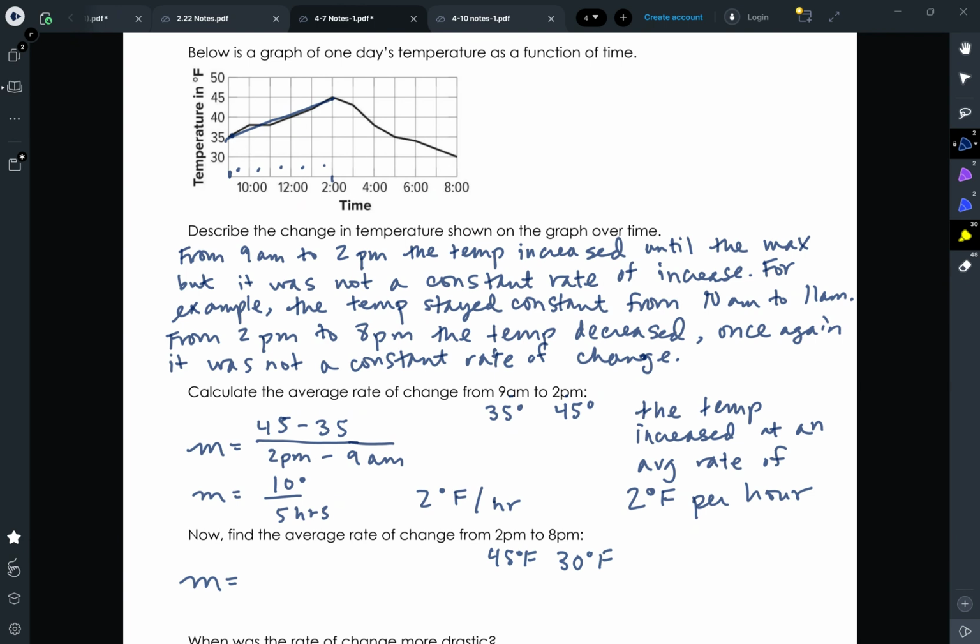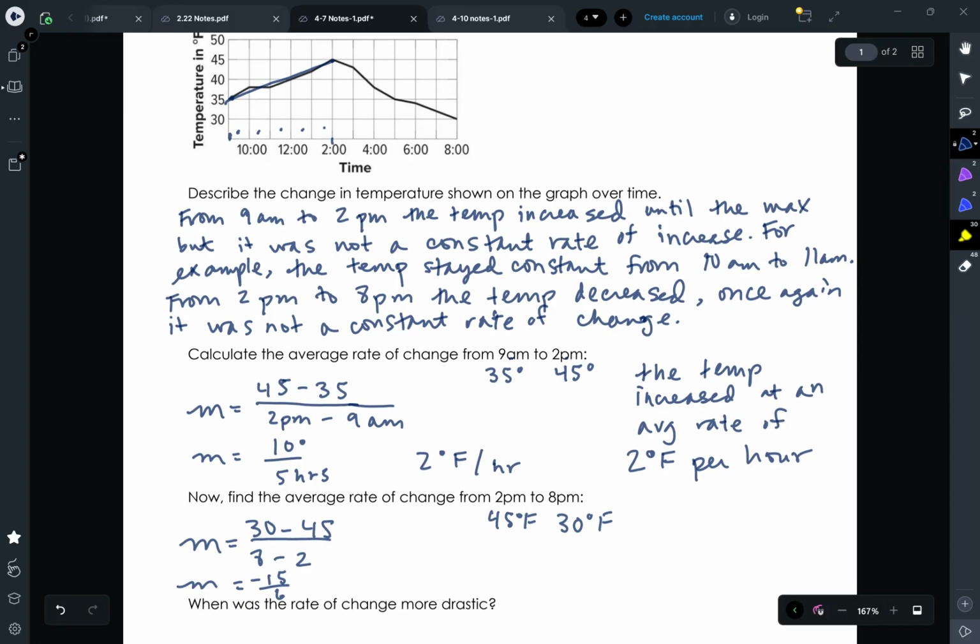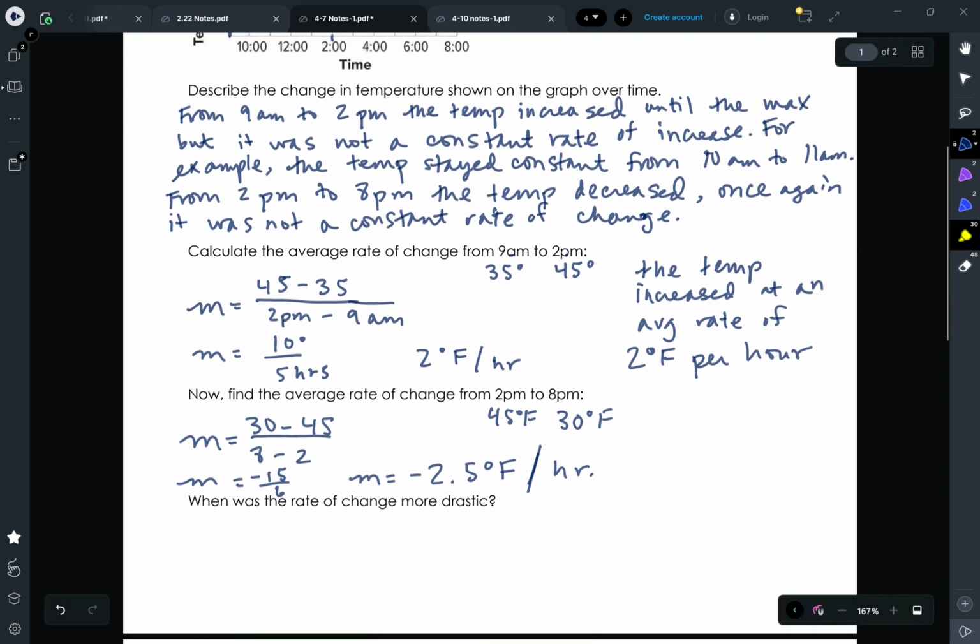So my 30 minus 45 over 8 p.m. to 2 p.m. So that's going to be -15 over 6. We'd probably want to divide that out and have a decimal answer, and that would be -2.5. So -2.5 degrees Fahrenheit per hour. So that means the temperature is decreasing at an average rate of 2.5 degrees Fahrenheit per hour.